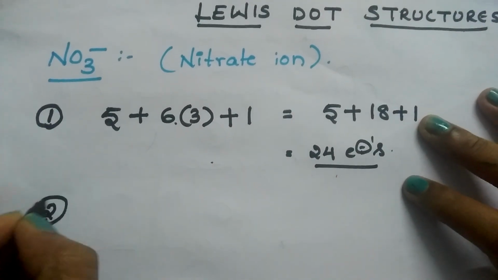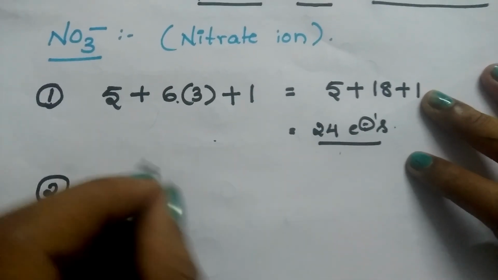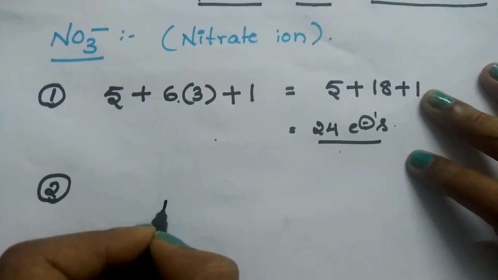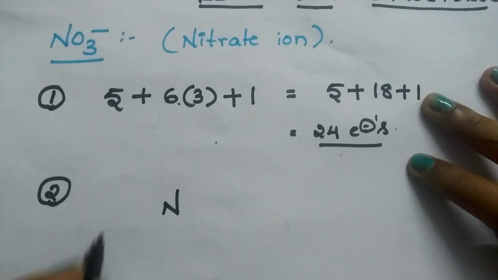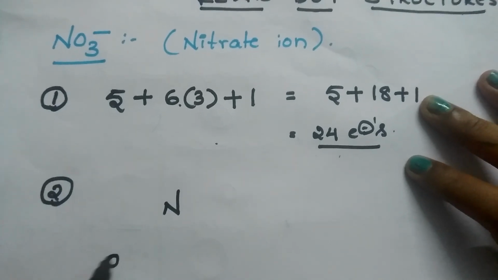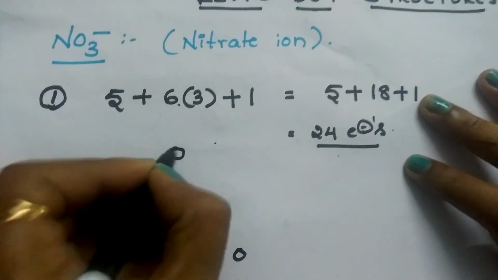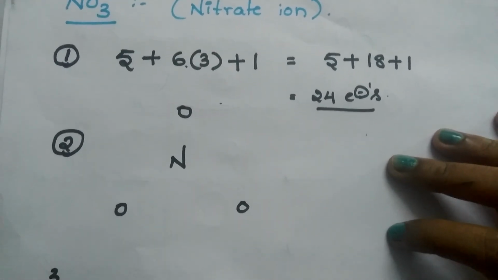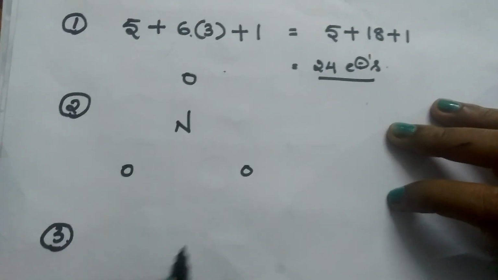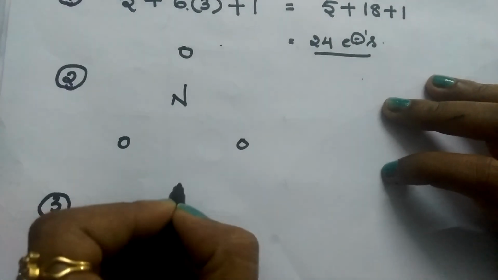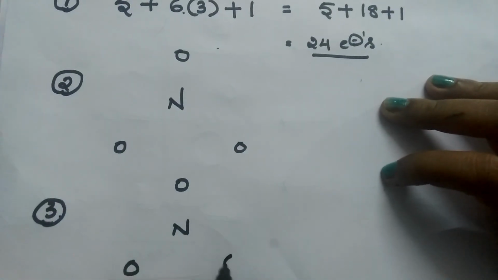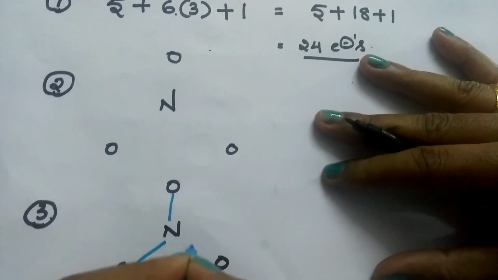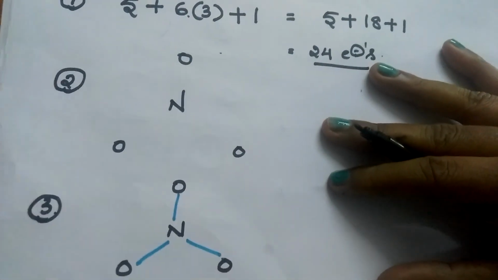Step number 2, identify the least electronegative atom. Nitrogen, oxygen. Nitrogen is the least electronegative atom and the remaining atoms are drawn around it. This is step number 2. Step number 3, draw single bonds around the central atom. This is step number 3.